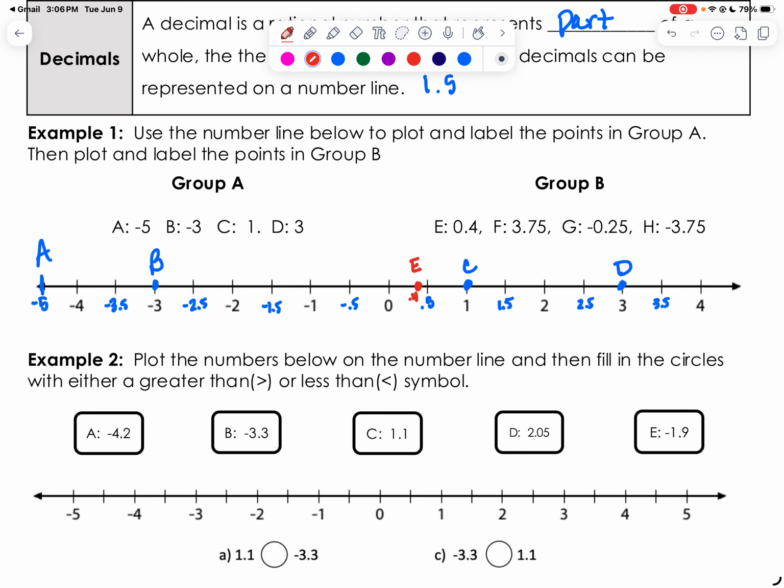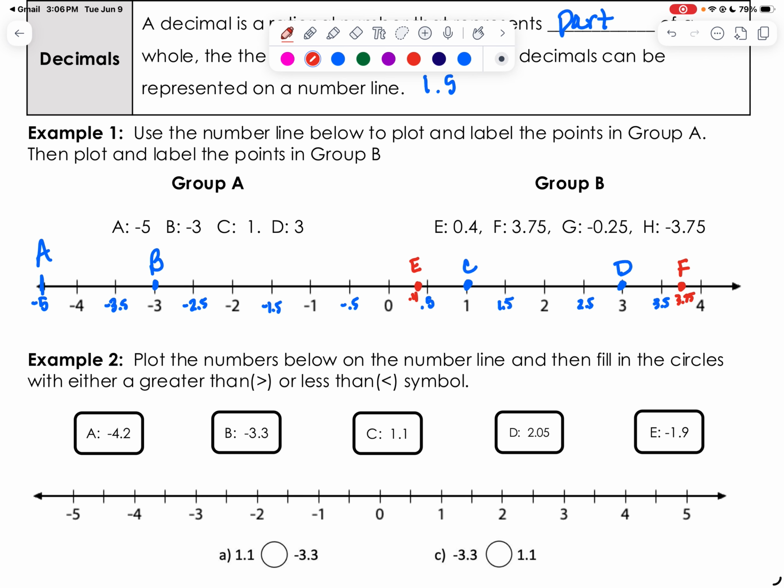All right, 3.75. So here's 3.5, here's 4. It would be halfway between the 3.5 and the 4. Point F, 3.75.